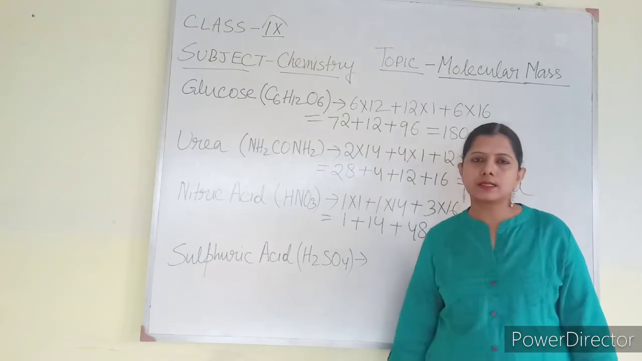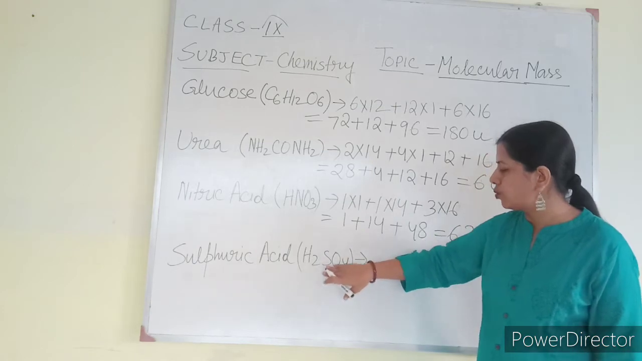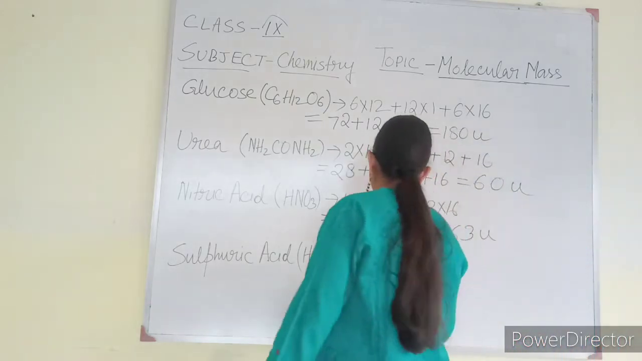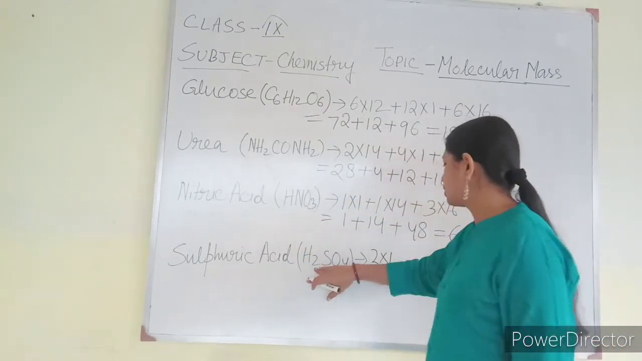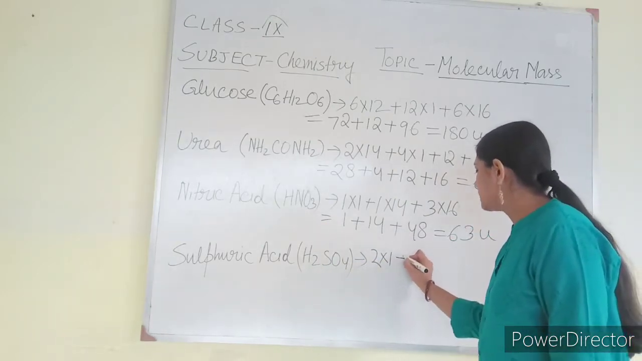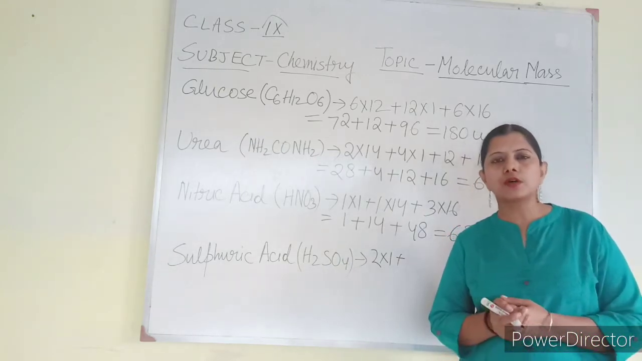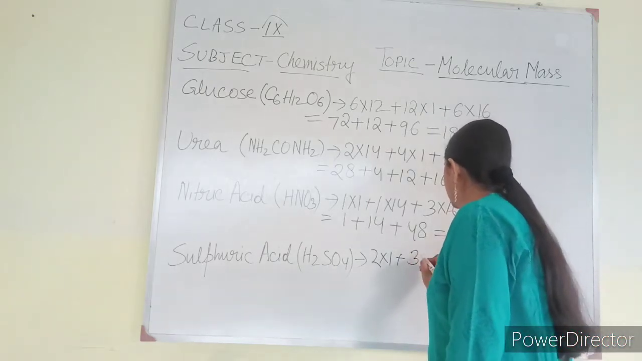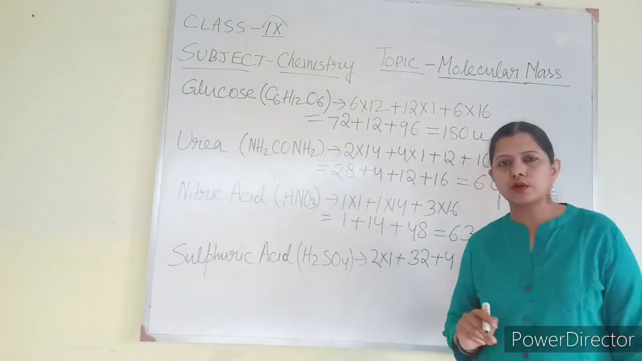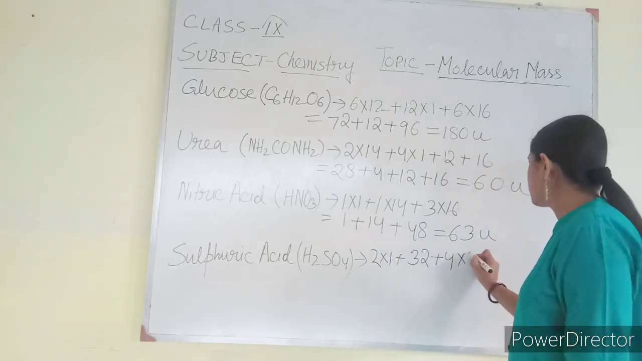Now sulfuric acid. Sulfuric acid, very easy formula, H2SO4. 2 atoms of hydrogen, 1 atom of sulfur and 4 atoms of oxygen. So how to calculate? 2 into 1, because 2 is the number of hydrogen atoms and 1 is the mass of hydrogen atom, plus 1 only sulfur is there and whose mass is 32. Mass of sulfur is 32. So 32 plus oxygen, how many atoms are there? 4 atoms of oxygen. What is the mass of oxygen? 16. So 4 into 16.